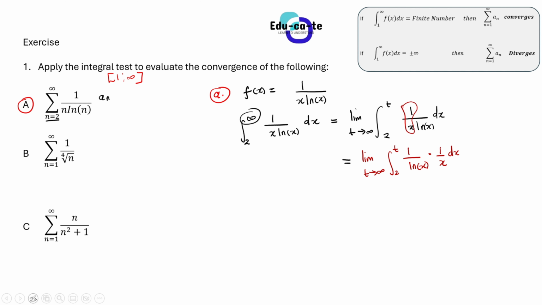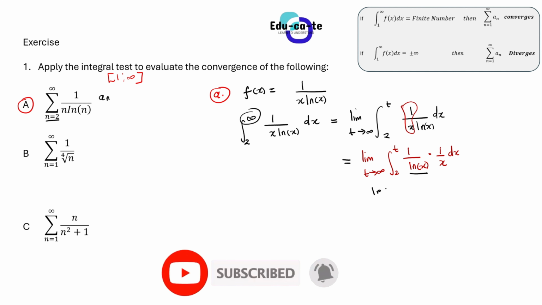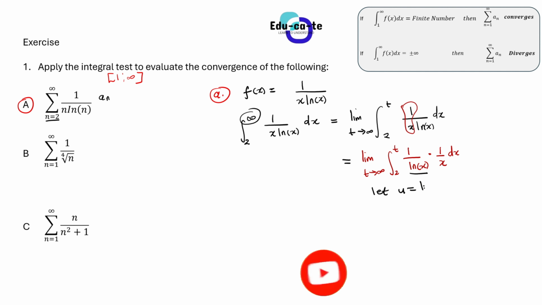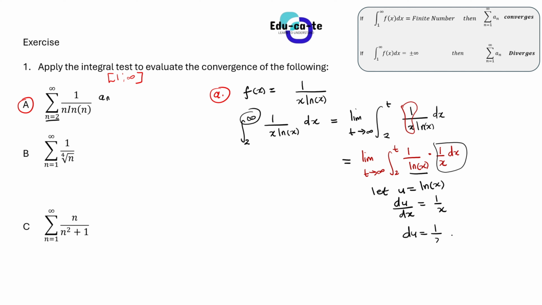So now if you apply the u substitution method, you notice that you can let u be equal to ln x, and then when you find the derivative of u with respect to x, you are going to get 1 over x, because the derivative of ln x is 1 over x. And here you can see that in this integral, you have got 1 over x dx. So du would be equal to 1 over x dx. So now you transform your integral to be in terms of u.